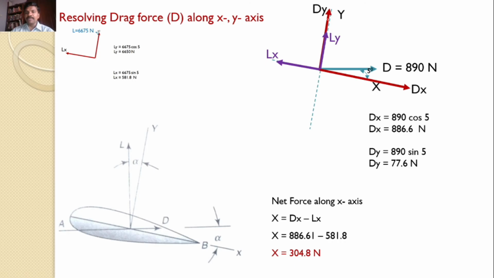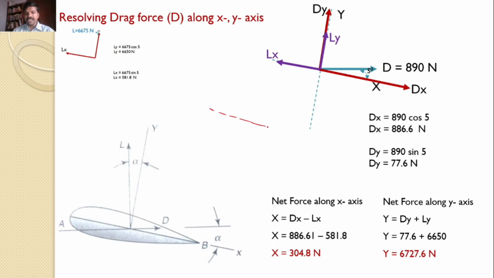Dy is acting upwards, Ly is acting upwards. Hence, the net force along y-axis is equal to Dy plus Ly, and this is 77.6 plus 6650, which gives the value of 6727.6 newtons. What is the final answer?